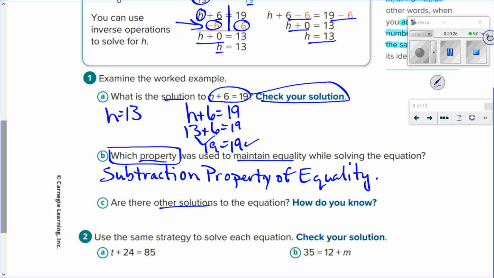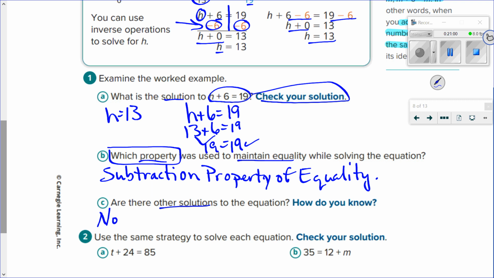Are there other solutions to the equation? Is there another number I could put in other than 13 that would make this true? Yes. You could put in a math equation for h. No, it says, is there another solution? Is there another number I could use for h other than 13 that would make it true? No, there isn't, guys.